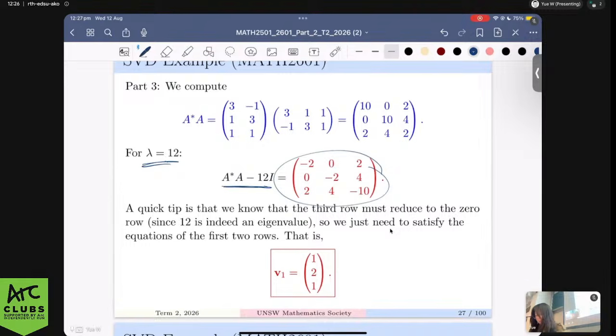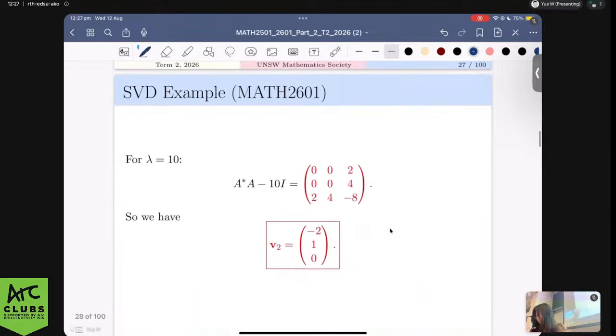If you consider the kernel of this matrix, you should get this vector here, which will be our v1. We also do the same thing for the other eigenvalue. For the eigenvalue of 10, just consider A adjoint A minus 10I. Once again, consider the kernel of this matrix, and you should get that the corresponding eigenvector is equal to (-2, 1, 0).